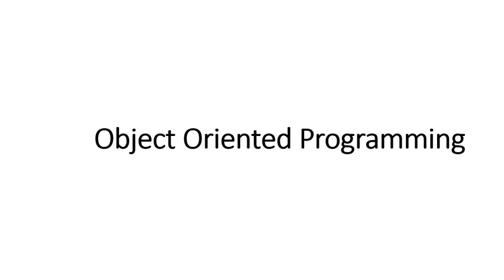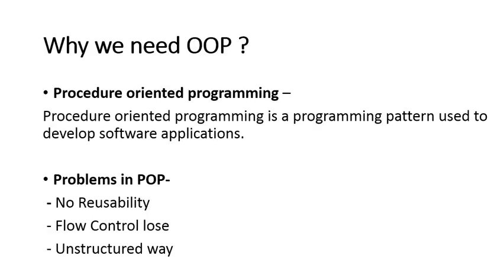Today we discuss the concept of object oriented programming in Java. First, we discuss why we need object oriented programming. Procedure oriented programming is a programming pattern or model used to develop software applications. In this approach, the main task is divided into multiple subtasks, and each task is implemented by specific functions or procedures. So what problems or limitations come up in this approach?